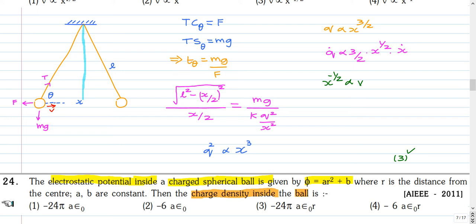This is the next question. The electrostatic potential inside a charged spherical ball is given by phi equal to a r square plus b, where r is the distance from the center, and a and b are constants. The charge density inside the ball is.